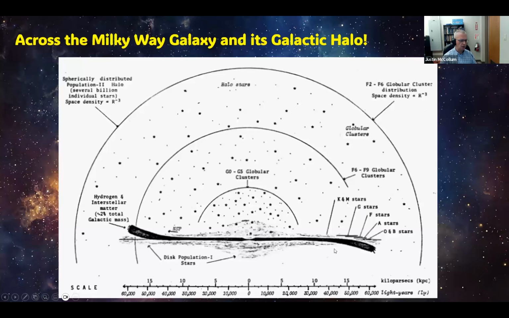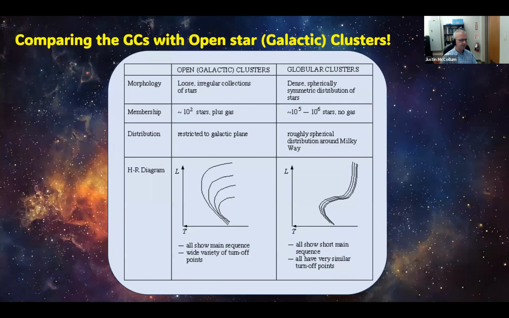So the hotter stars are towards the edge of the Milky Way, and the cooler stars are towards the center of the Milky Way. It's the same thing. We got hotter stars in the globular clusters out here on the edge of the halo. And as we get closer towards the center, they're going to be much cooler stars, lower temperatures.